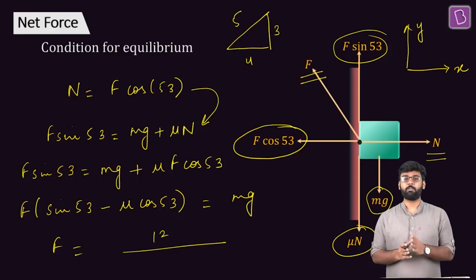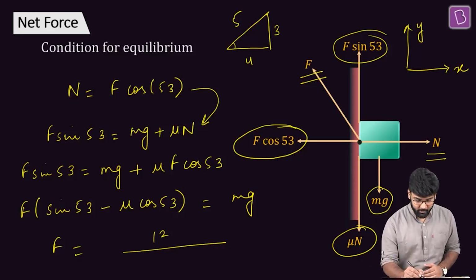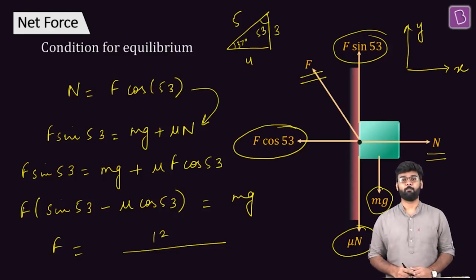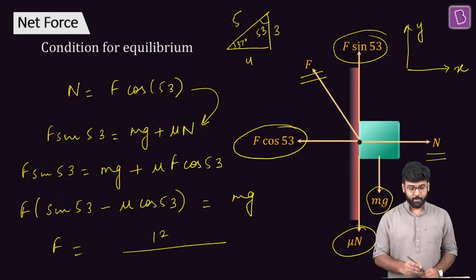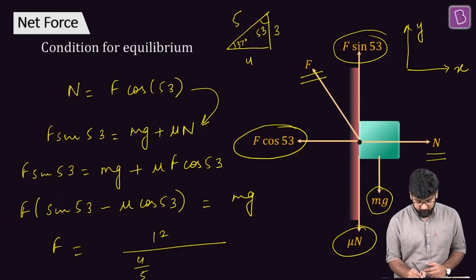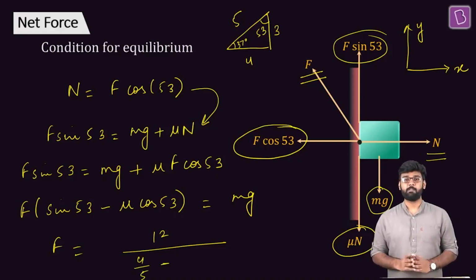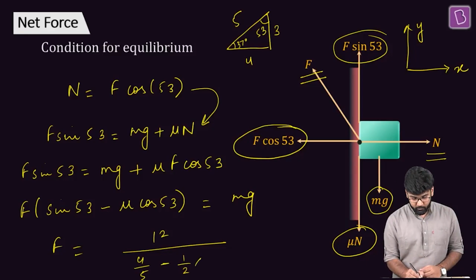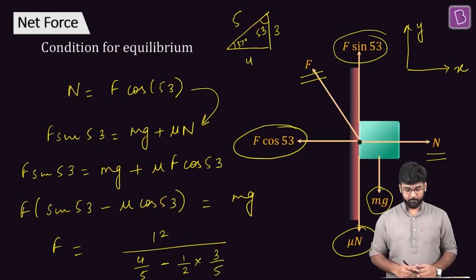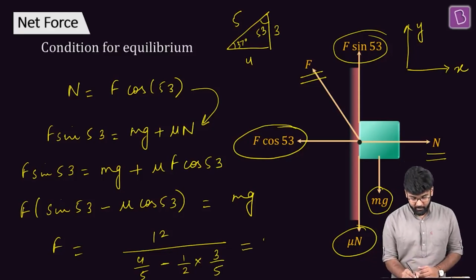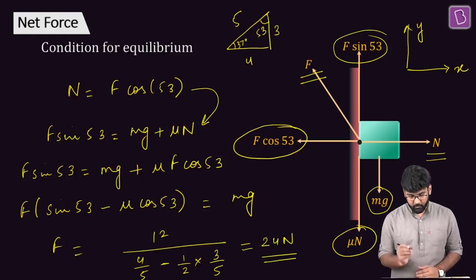So opposite to the side 3, we have the angle 37 degrees. And opposite to the side 4, we have the angle 53 degrees. So sine of 53 will be perpendicular upon hypotenuse, which will be 4 by 5. So that will be 4 by 5 minus mu, which is given to us here, that is half into 3 by 5. You can see in the triangle cos of 53 comes out to be base upon hypotenuse, which will be 3 by 5 in this particular triangle. And when you simplify this, you get F as 24 Newton.